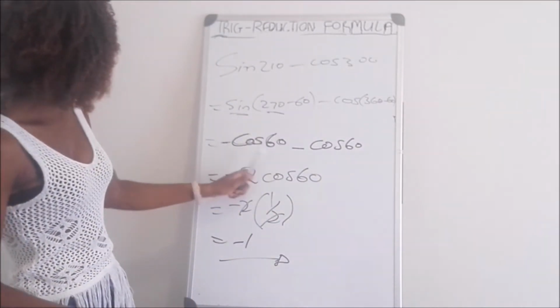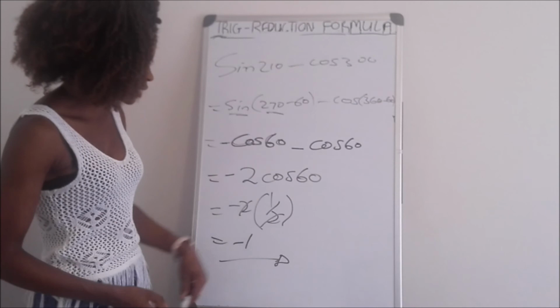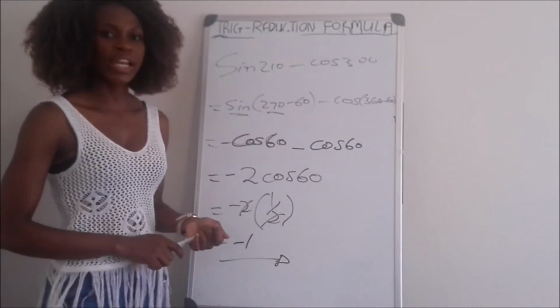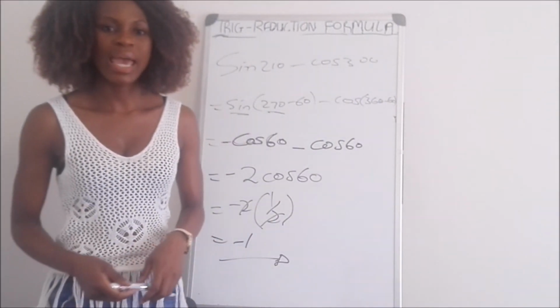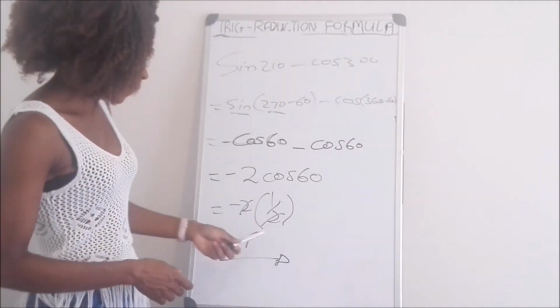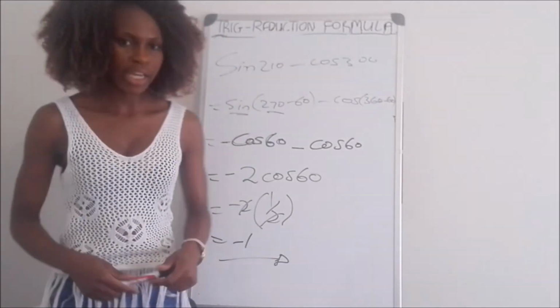And then here, adding this 2, it will be minus 2 cos 60, and cos 60, without any use of a calculator, is a special angle which is equal to 1 over 2. Multiply them together, you will get negative 1.